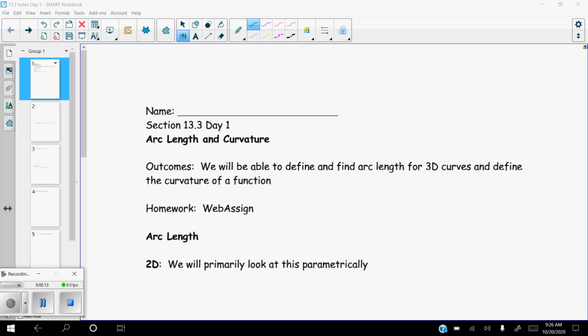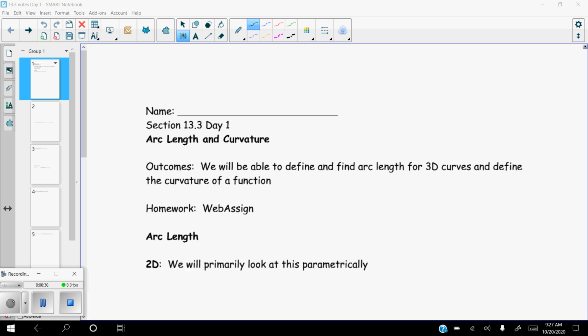So arc length is something that we've talked about before. Curvature is not necessarily something that we have talked about. It's probably a word that you've either heard or some form of it, but maybe not something that we've talked about mathematically. All right, so we're going to be able to define and find arc length for three-dimensional curves and define the curvature of a function and what that means.